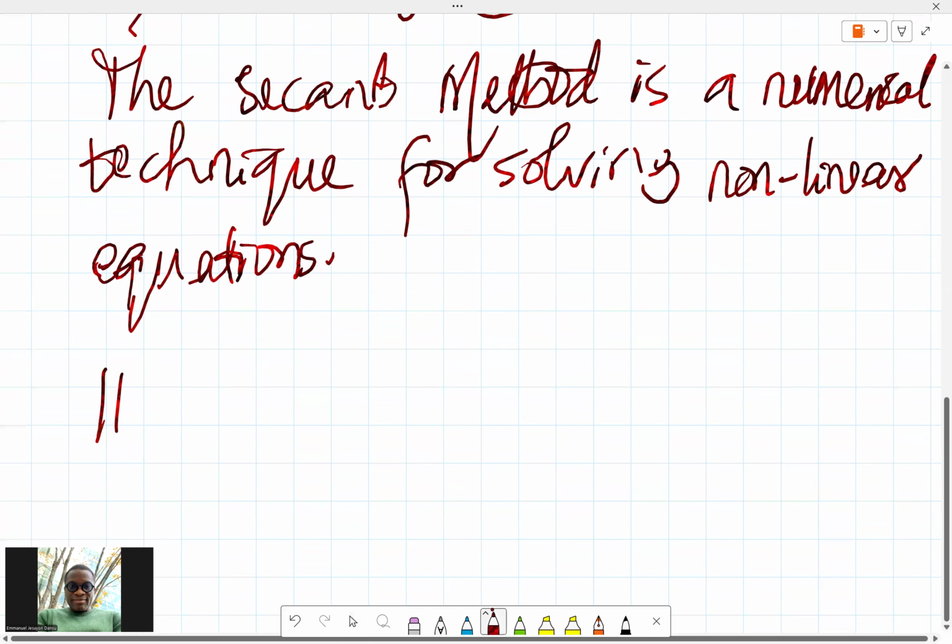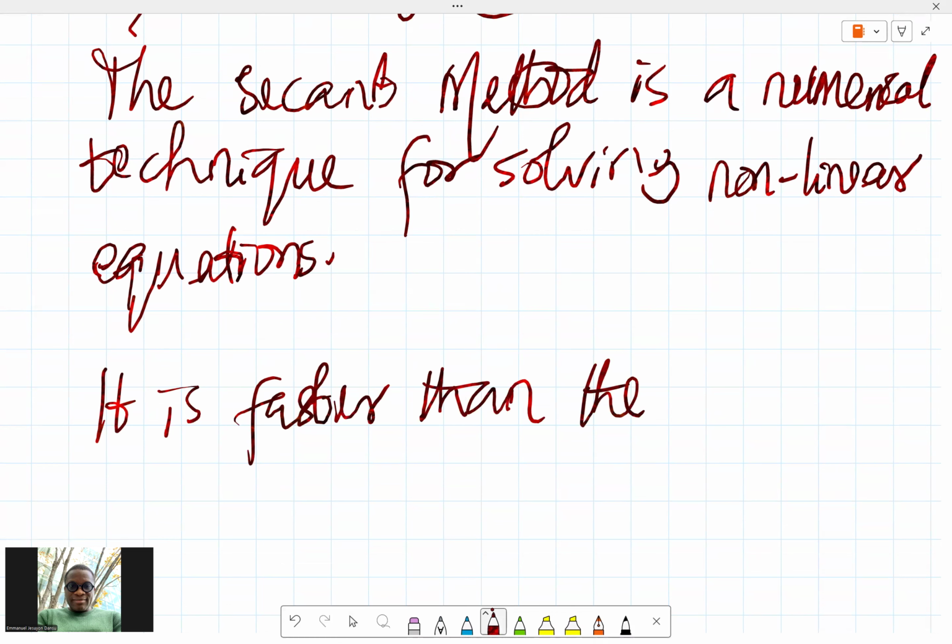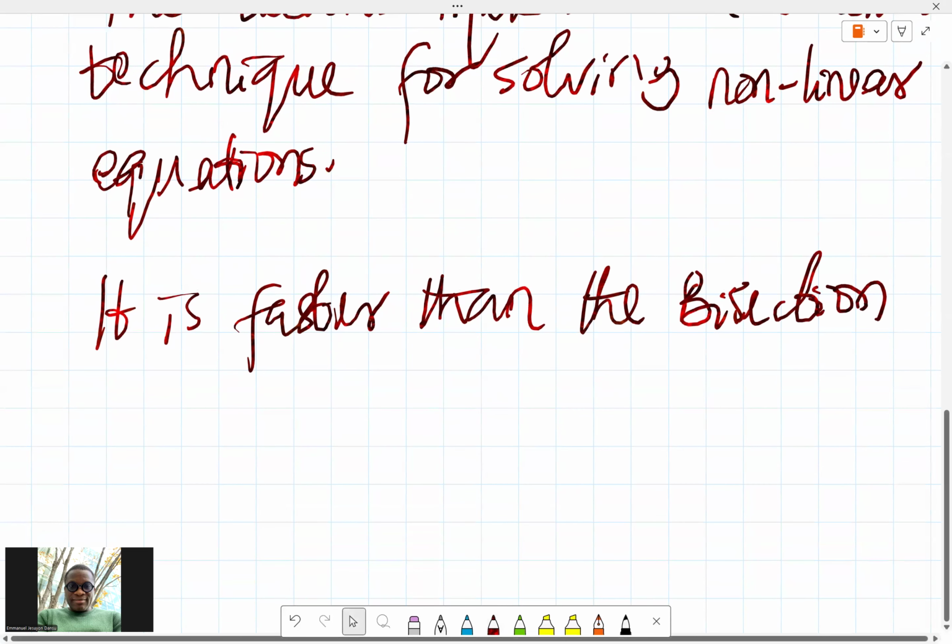It is faster than the bisection method. How do we know if it is faster? We solve the same problem using the different methods and see which one gives us the faster result, in how many iterations we get our results. The one that requires fewer iterations, given the same tolerance limits and the same problem, would be said to be the faster.